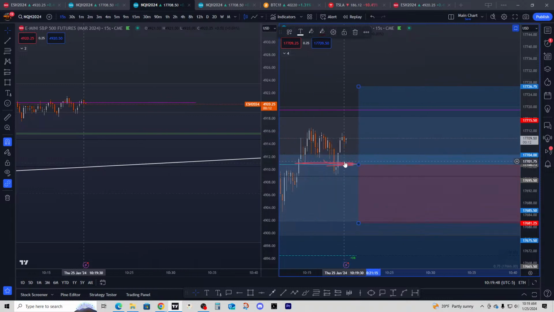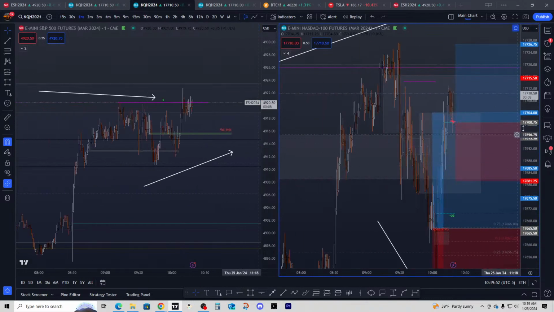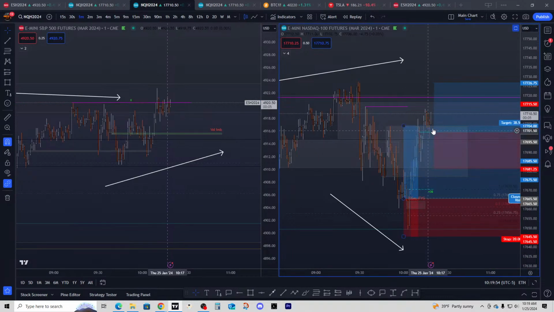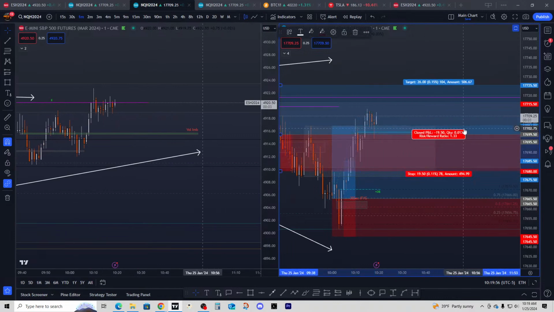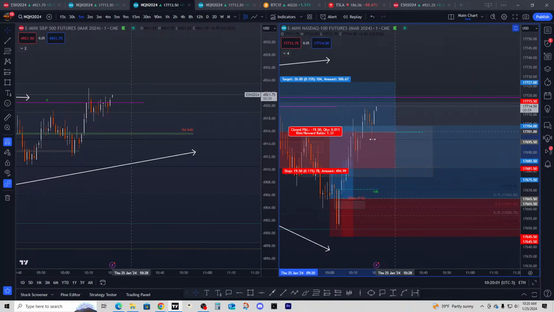I'm not taking this, by the way. I already took my win. I'm not trying to overtrade this. I usually catch in the low, but this is still, I would say, an A setup. This is an A setup in my opinion.